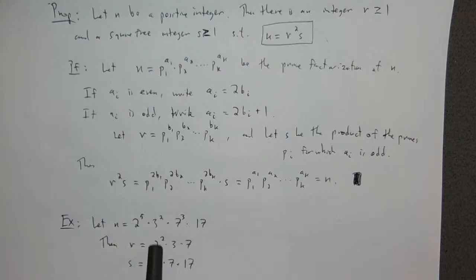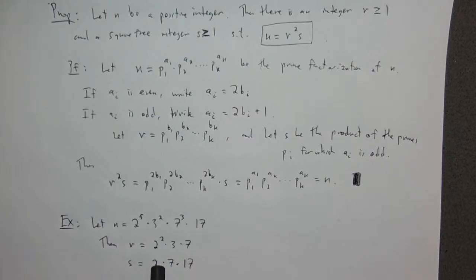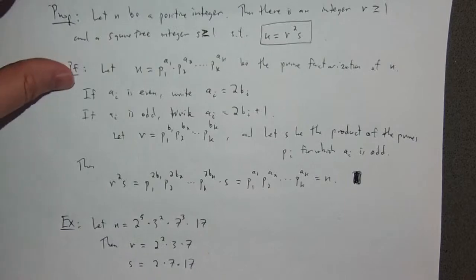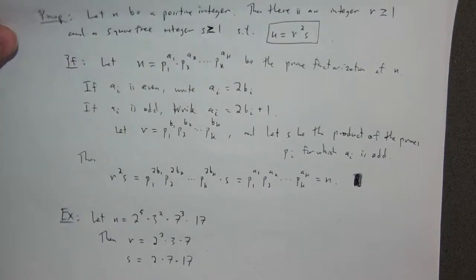Here I would only get 2 to the 4th, so I get a 2 to the 1st here. Here I get 3 squared, so I don't need any powers of 3 showing up. Here I would only get 7 squared, so I need an extra copy of 7. Here 17 didn't show up, so I get 17 slapped on. Okay, so that's how that goes. All right.